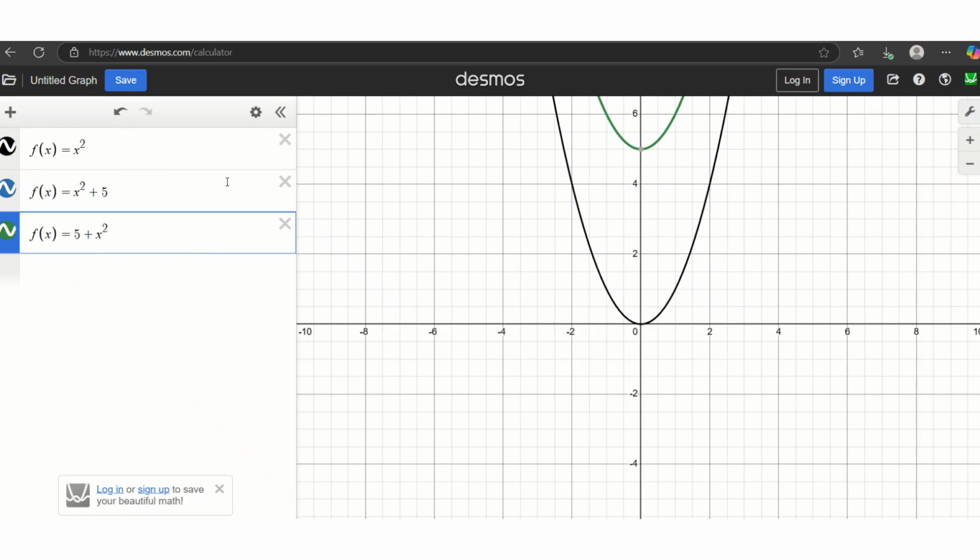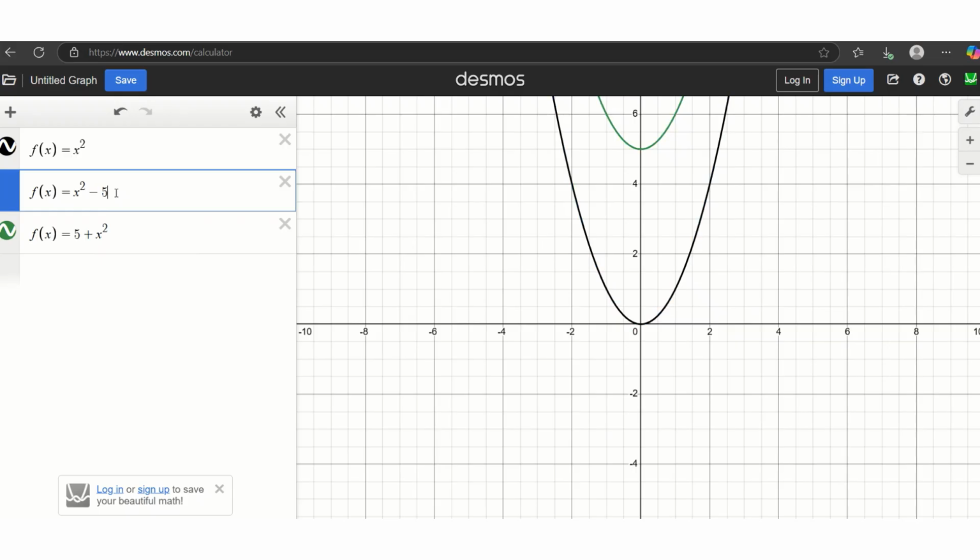Okay, and you'll notice that the blue and the green are right on top of each other. If I turn off the green, you can see the blue is right underneath it. What we mean by that is the 5 is being added outside of the squaring, whether that is happening on the left or the right. So we're not thinking left of the x squared and right of the x squared. We're thinking outside of the x squared.